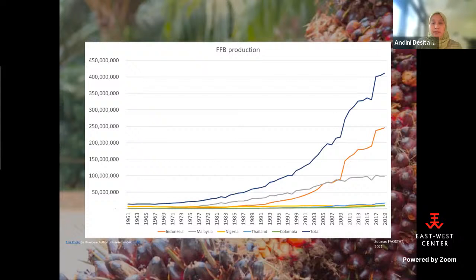This is also a chart that shows the FFB production globally and for the top 5 producers of oil palm. Similarly, the production has increased rapidly. It has almost tripled since 2000 and accounts for more than 1/3 of the global production of vegetable oil. Next slide, please.